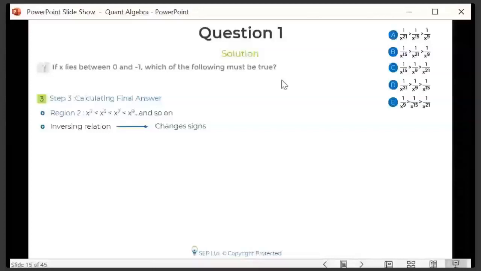So if I inverse it, I'll get this: 1 by x cube is greater than 1 by x to the power 5 is greater than 1 by x to the power 7. So see, the sign has changed from less than to greater than. Why is this happening? You can type in your response in the chat. Again, this is a very important learning. The sign does not always change. I just want to understand why we are changing the sign here.